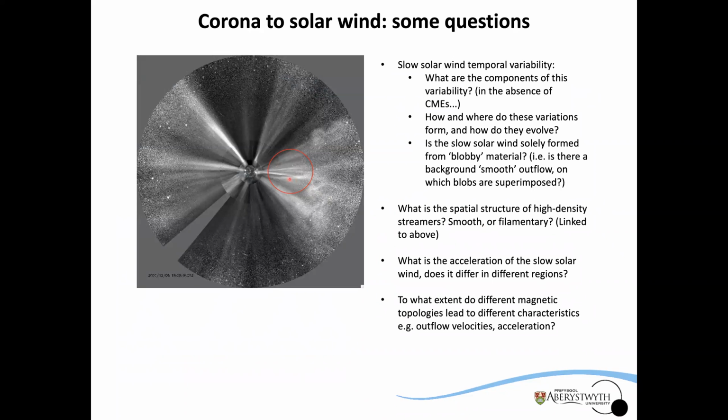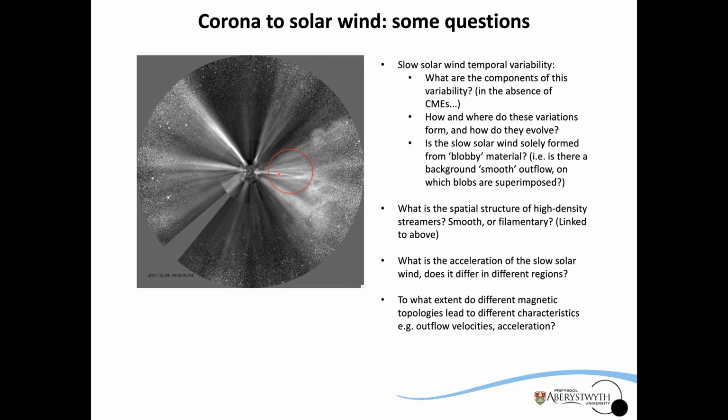Then looking more at this rather poorly defined boundary or transition from the corona to the interplanetary solar wind, we're interested in the temporal variability of the slow solar wind. We know the slow solar wind is highly variable compared to the fast. But what are the components of this variability in the absence of large-scale features like CMEs? How and where do they form? How do they evolve?